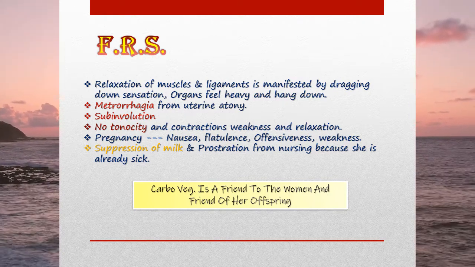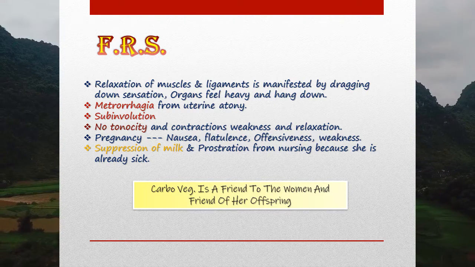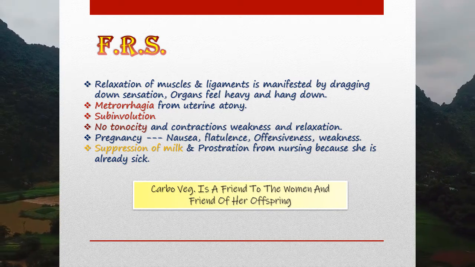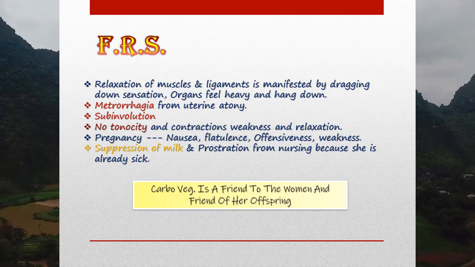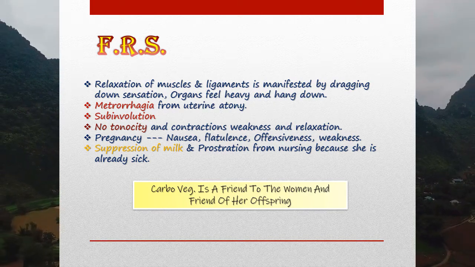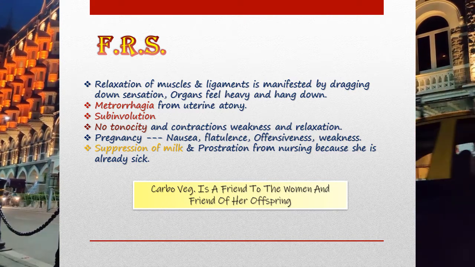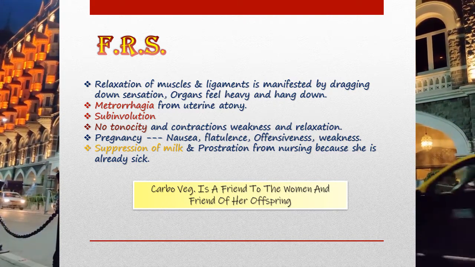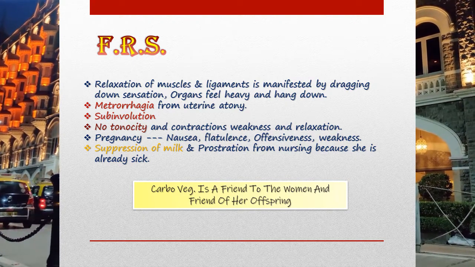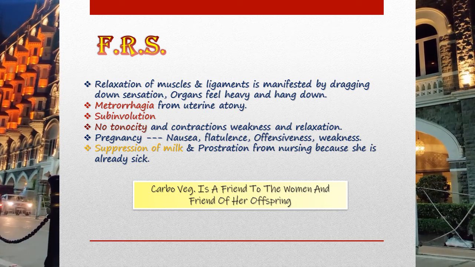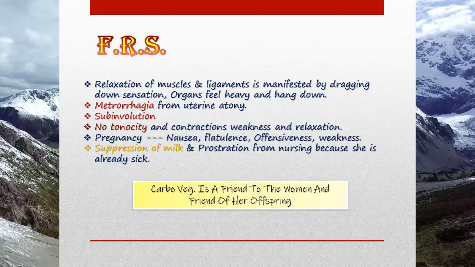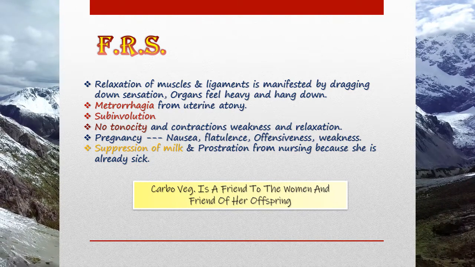So here you can find that muscle and ligament relaxation is manifested by dragging down sensation. There is metrorrhagia, subinvolution, atonicity, again that relaxation, weakness and relaxation, pregnancy, nausea, flatulence, offensiveness, weakness, and suppression of milk and prostration from nursing because she is already sick. There is suppression of milk, and when the nursing occurs, the female is already in a prostrated condition in puerperium, so the nursing will cause more prostration to the female.